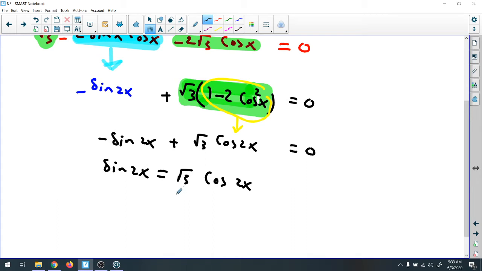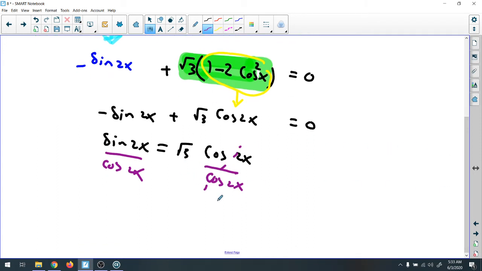The last or before the last step is, if you combine cosine and sine together, you divide by cosine 2x. Divide by cosine 2x. This will be cancelled out, and square root of 3 is left. And the left side will be sine of 2x divided by cosine of 2x. Sine over cosine is tangent. So it will be tangent of 2x.